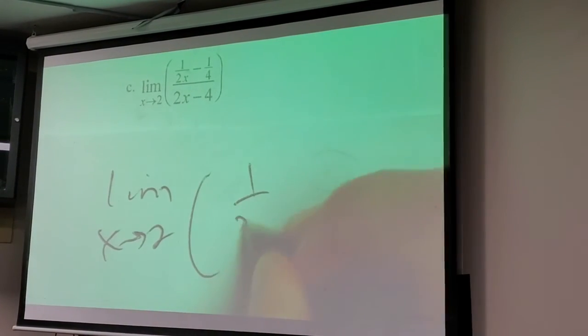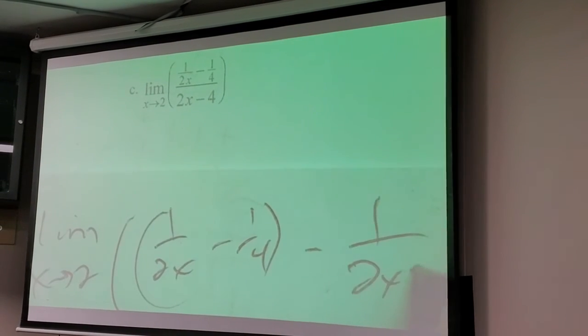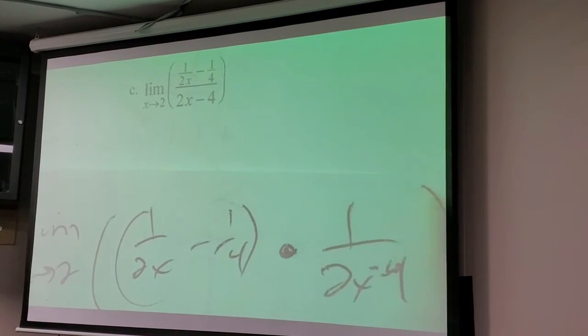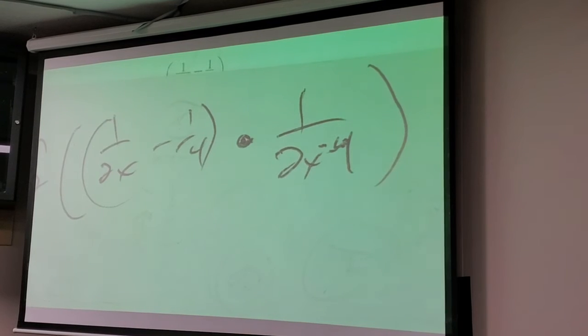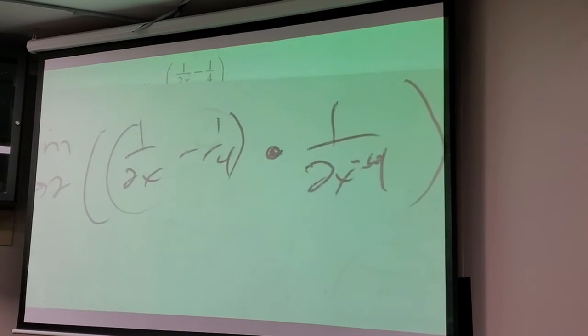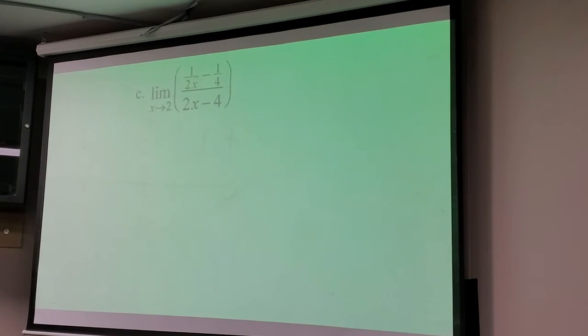If I do that, I'll get 1 over 2x minus 1 over 4 times 1 over 2x minus 4. That's a times, by the way. That really doesn't do anything for me, right? It doesn't. It just doesn't. It would make sense to do that. What do I do with this? What would I do here?